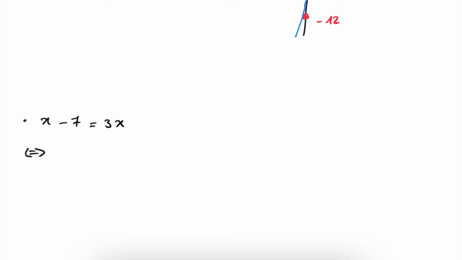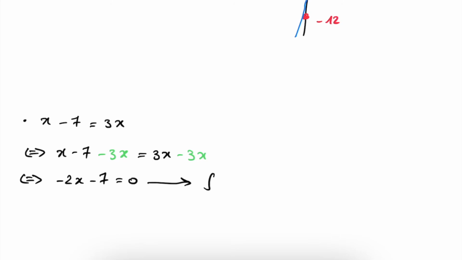What this means is that we get x minus 7 minus 3x, because we subtract 3x from both sides of the equation to get rid of this 3x. So this simply becomes minus 2x minus 7 is equal to 0. And now we have our function, which is f of x is equal to minus 2x minus 7.